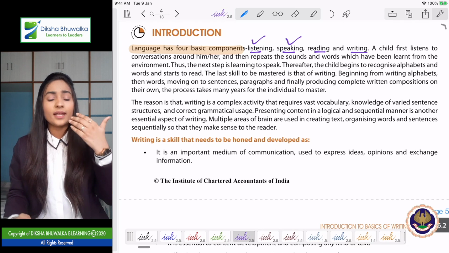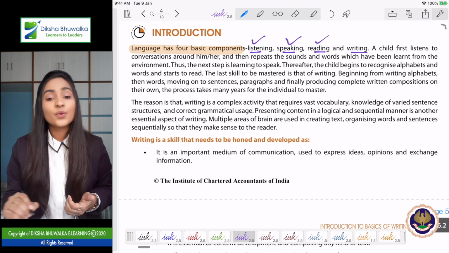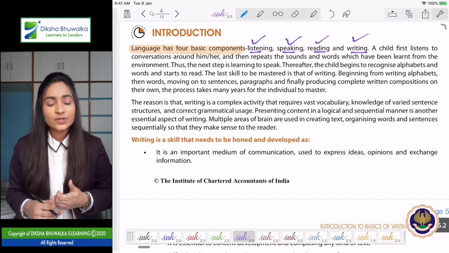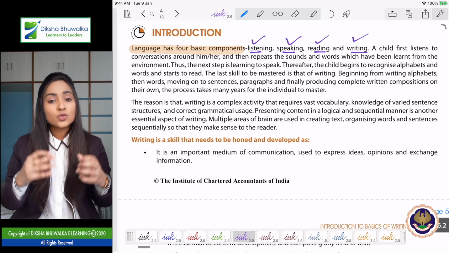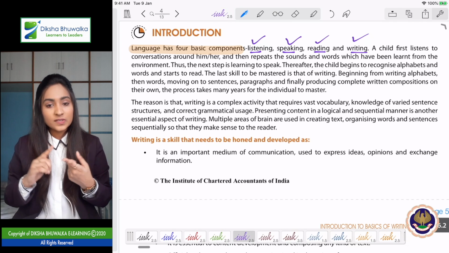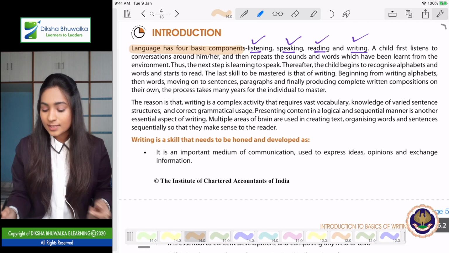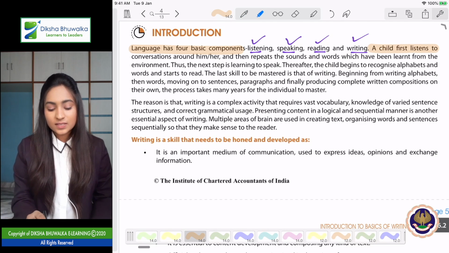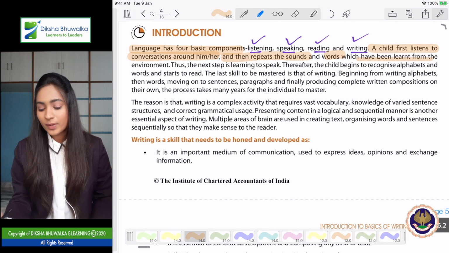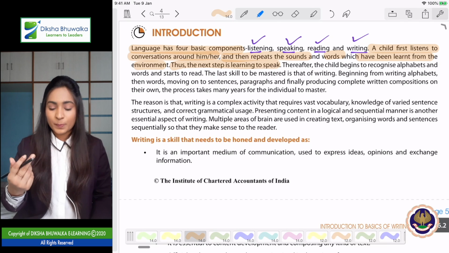Then slowly, when he gets to 1 year old, 2 years old, he starts reading as well. They get admitted into primary schools, Montessori schools, where they start writing also. So this is how gradually the language is taught to a child. First listening, then speaking, then reading and then writing. See, the same thing is written here. A child first listens to the conversations around him or her and then repeats the sounds and words which have been learned from the environment. Thus, the next step is learning to speak.